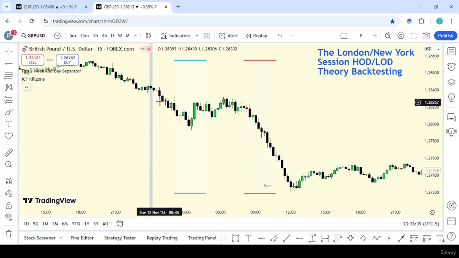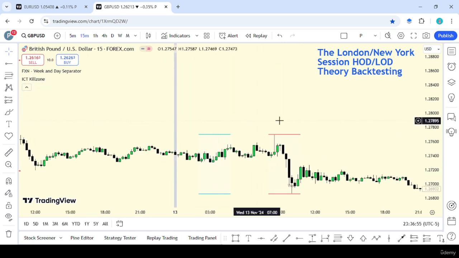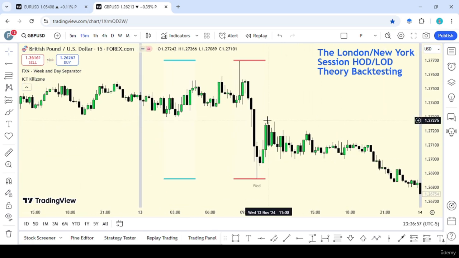Then this is another instance where we got the high of the day being created at midnight. Then the low of the day was printed at 12 p.m. So 12 p.m. is actually a very good time to make sure that you have exited your position if you entered maybe this sell. Then this is another instance where we're getting high of the day being created during New York session at 8:30 a.m. Then the low of the day came in during Asian, but we had the significant low at 10 a.m.